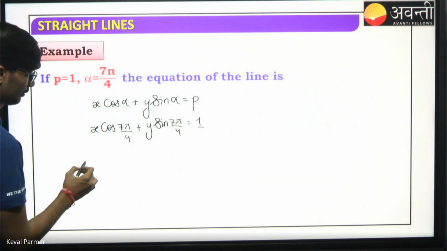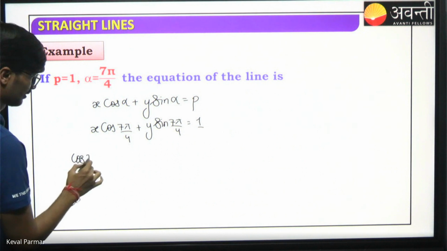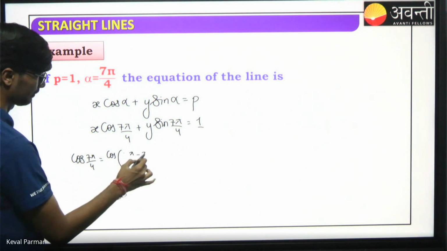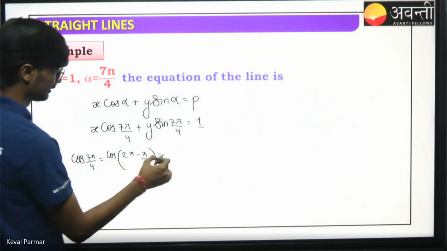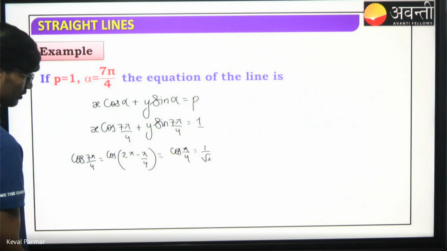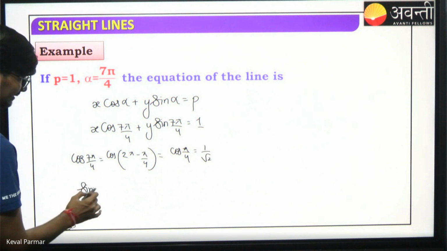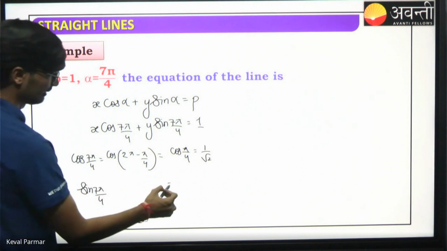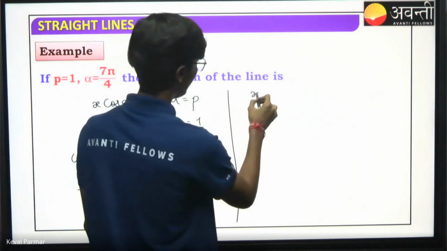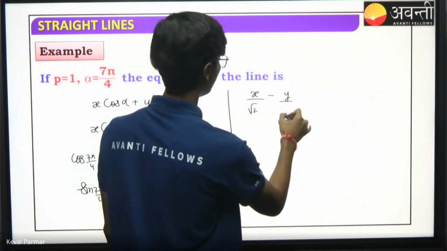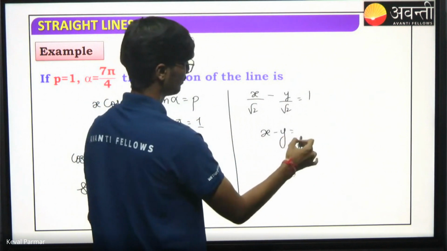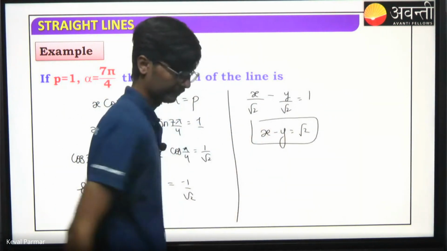What is cos 7 pi by 4? Let me write it here. Cos 7 pi by 4. That means cos, I think 2 pi minus pi by 4, right? Which is equal to cos pi by 4. If you know allied angles, that is 1 by root 2. So if cos 7 pi by 4 is 1 by root 2, I think sin 7 pi by 4 will be the same magnitude, which will be minus 1 by root 2. So if I substitute it here, I'll get x by root 2 minus y by root 2 is equal to 1. I can take the LCM and I'll get x minus y is equal to root 2. This is my answer. I hope it is clear.